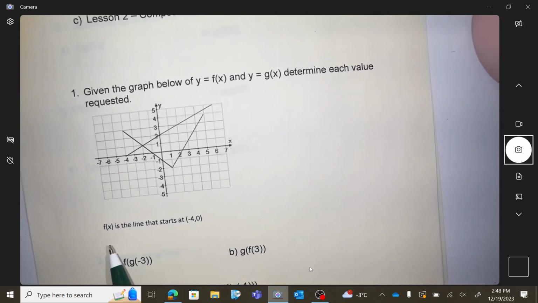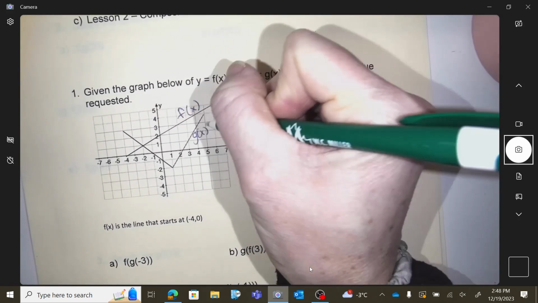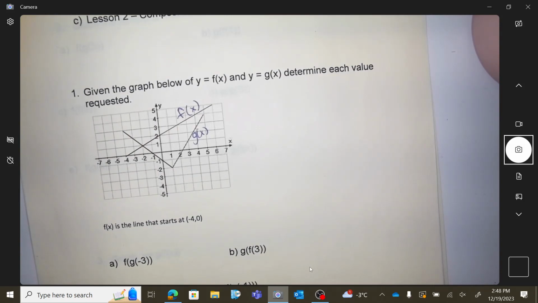Composite. Okay, I wrote here f of x is this line. Okay, there, I defined it down here. F of x was the line and the g of x is the v.